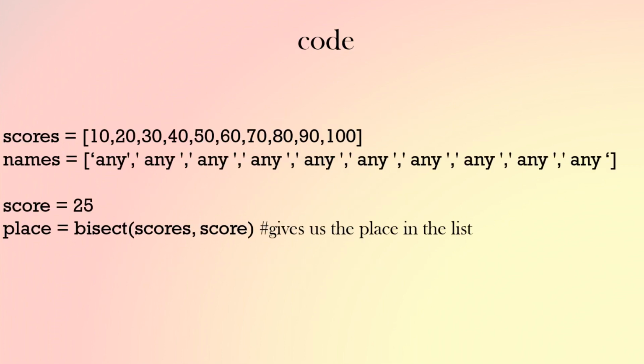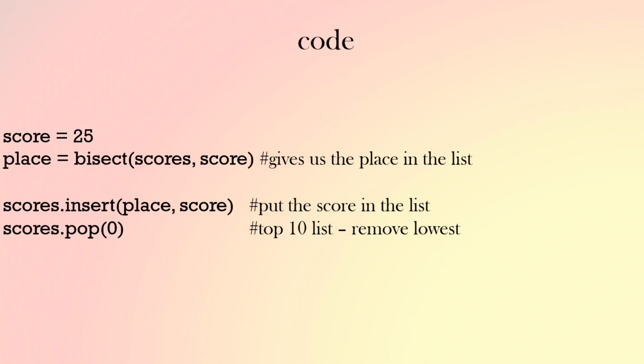So we start off with our scores and names. So we're just showing an example here where a user, a player, gets 25. So we put that 25 in between the 20 and 30. Makes sense? So that gives us the place where the 25 will be inserted. So we can insert that in that place, and now we have a top 11.